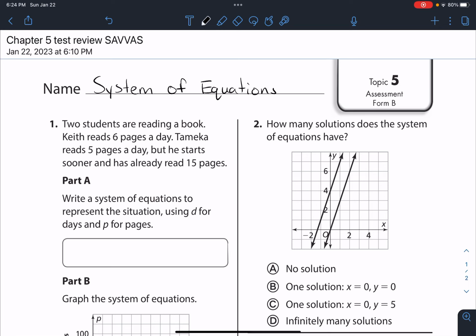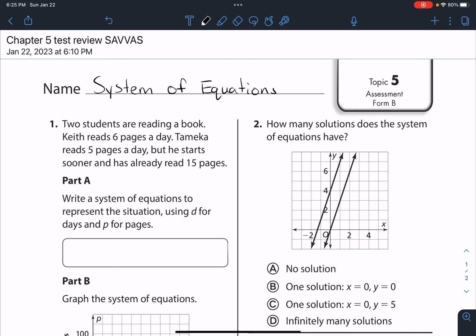We've learned how to do them by graphing, and then looking at the graph and determining if there was one solution, no solution, or infinitely many solutions. Then we looked at how to solve systems of equations by substitution, which I think was the most difficult part. And then we learned how to do them by elimination.